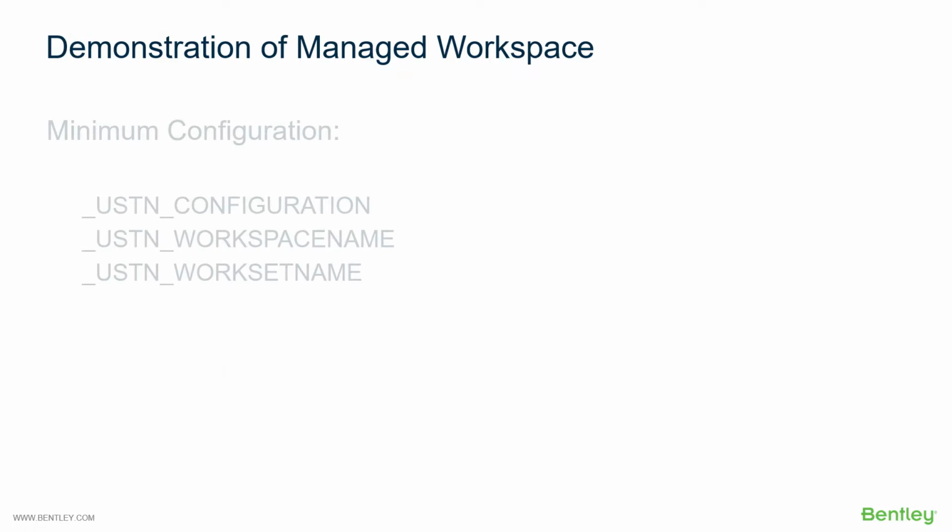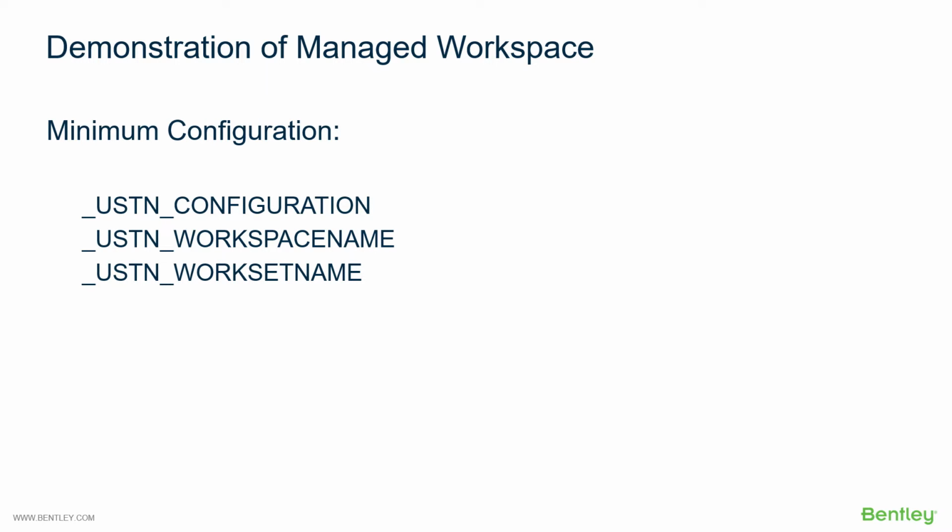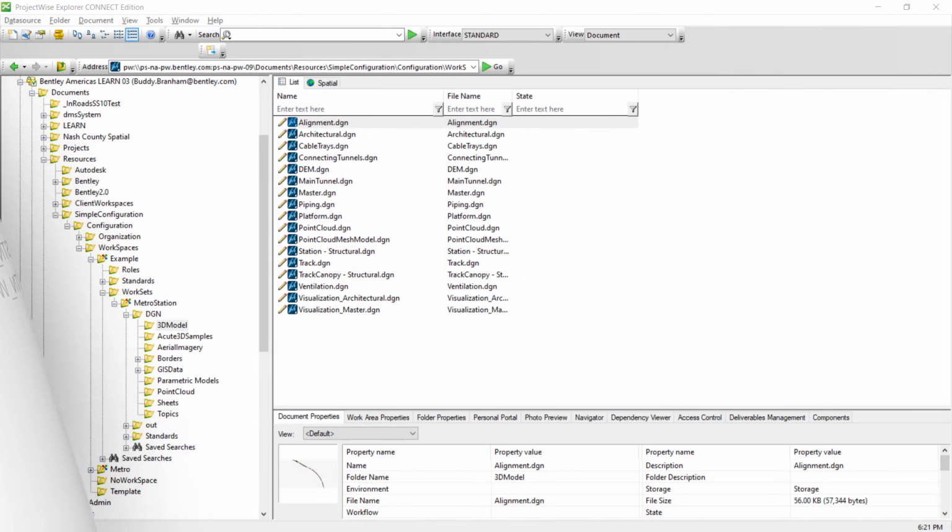Let's now look at a demonstration. Keep in mind that a minimum configuration requires three variables: USTN configuration, USTN workspace name, and USTN workset name. Let's now look at the application. You'll see here we have ProjectWise Explorer open. We're going to open the alignment DGN.